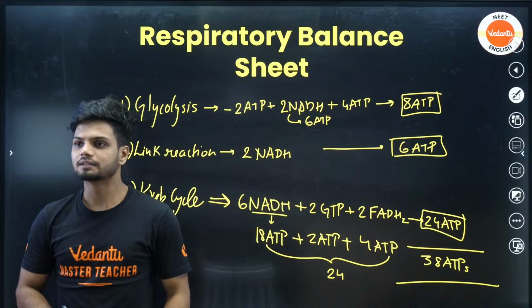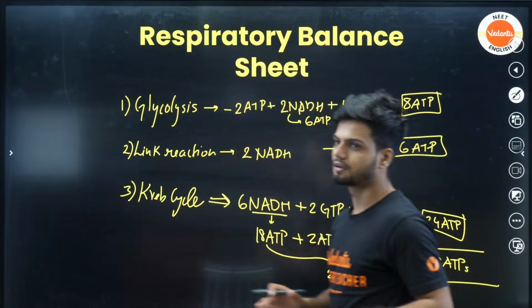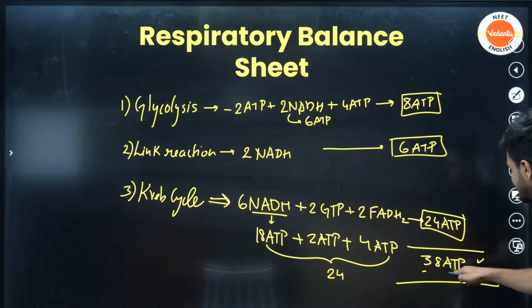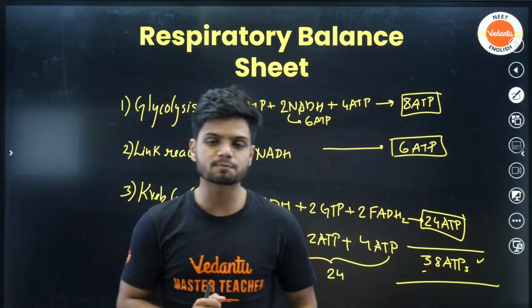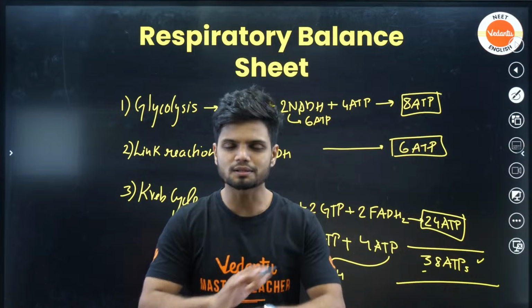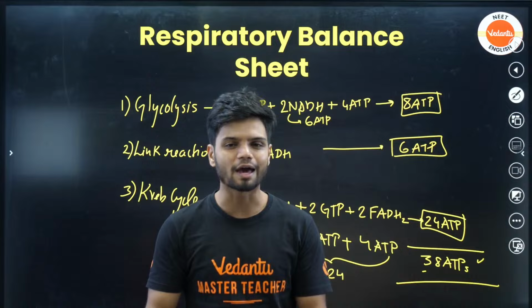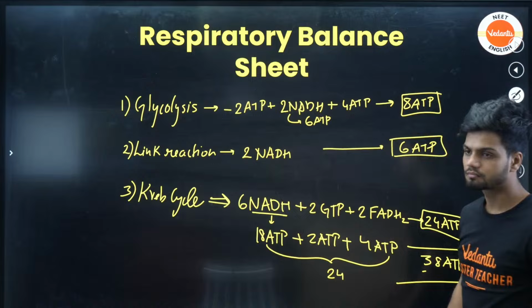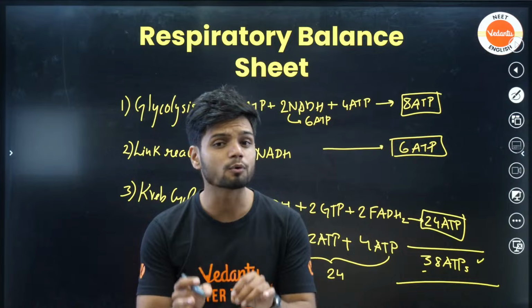Clear? Is this balance sheet clear? Is the balance sheet making sense to all of you? In total, from one molecule of glucose, we get 38 ATPs in aerobic respiration, and in anaerobic respiration we just get 2 ATPs. Do you see the difference? Such a massive difference between aerobic and anaerobic respiration. I hope none of you have any doubt regarding glycolysis, link reaction, Krebs cycle. Any doubt, students, you can ask me right now or let me know in the comment section regarding your balance sheet. Clear?